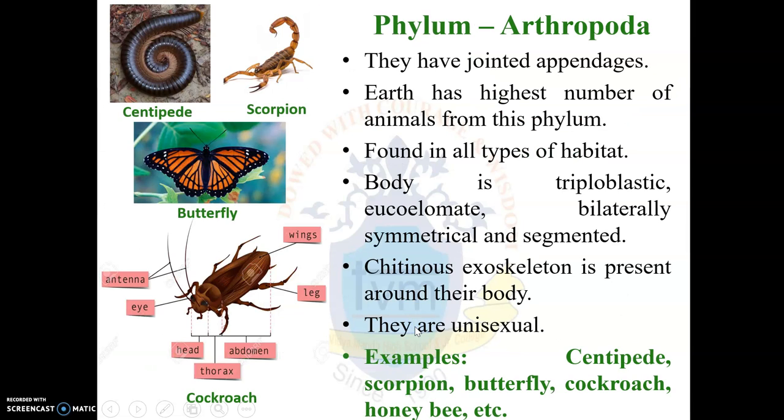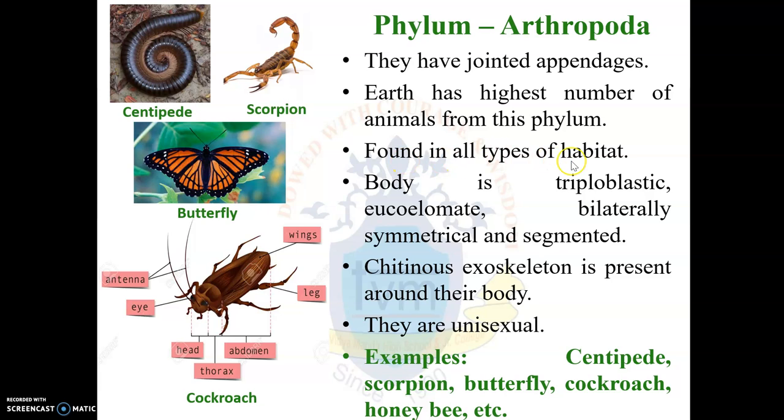Next is phylum Arthropoda. They have jointed appendages, means all arthropods have jointed legs, claws and body segments. Each body segment usually has a pair of appendages. So appendages can be antennae, wings, legs or mouth parts. Planet Earth has the highest number of animals from this phylum, and hence this is the largest phylum with highly successful animals in the animal kingdom.